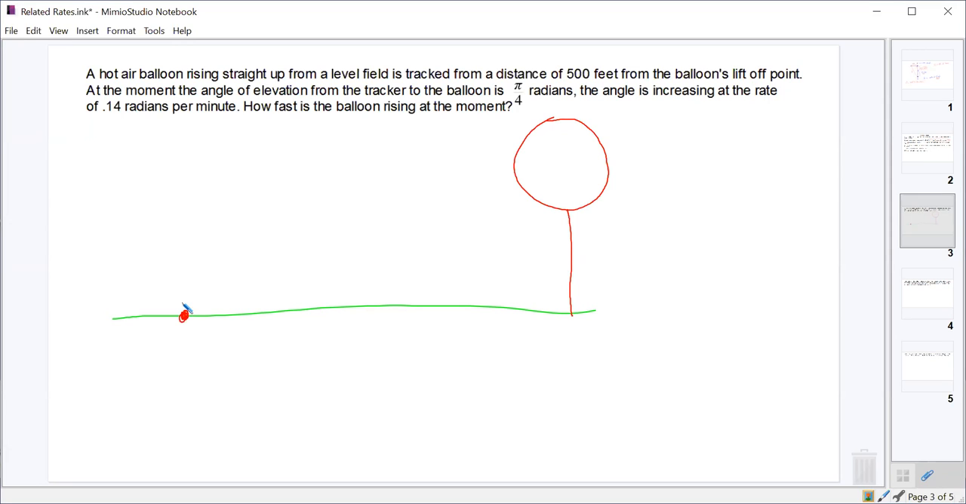tracking it from a distance of 500 feet from where it lifted off. And we are looking at how the angle of elevation is changing. So what's an angle of elevation? It's the angle between where you're tracking something and where that thing is. So that's this angle right here. And so we're looking at when that angle of elevation is pi/4 radians, we know that the angle is increasing at 0.14 radians per minute. We want to know how fast is the balloon rising at that moment. Everybody okay with my little picture that I've drawn based on what it's saying here?